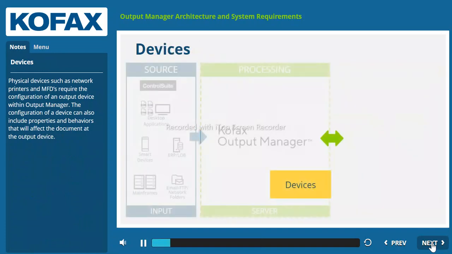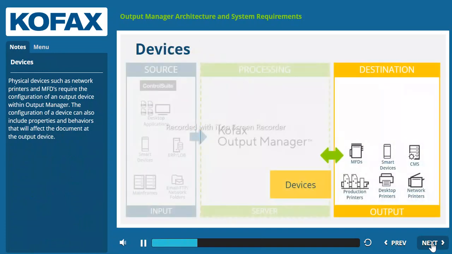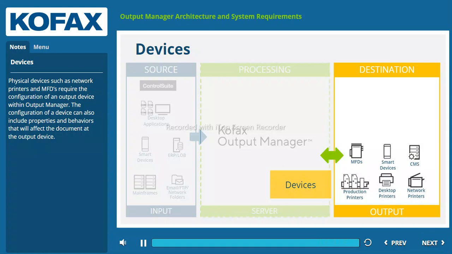Physical devices, such as network printers and MFDs, require the configuration of an output device within Output Manager. The configuration of a device can also include properties and behaviors that will affect the document at the output device.